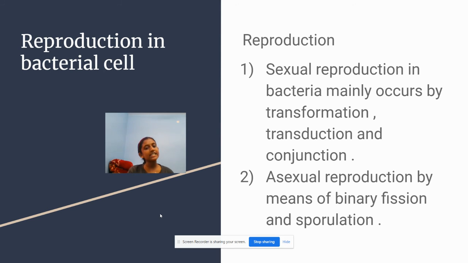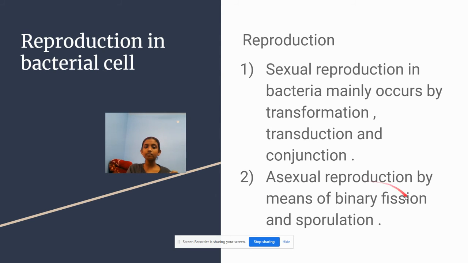In the case of asexual reproduction, it happens by binary fission and sporulation. Binary fission happens like you have the parent cell, and it is converted into two daughter cells. Okay, so this is known as binary fission, like in amoeba, it happens. Sporulation means spore formation reproduction where it contains some spores and the spore develops into a new organism.